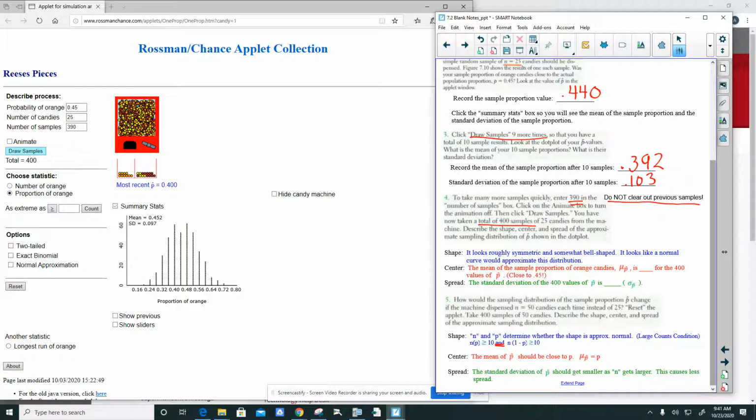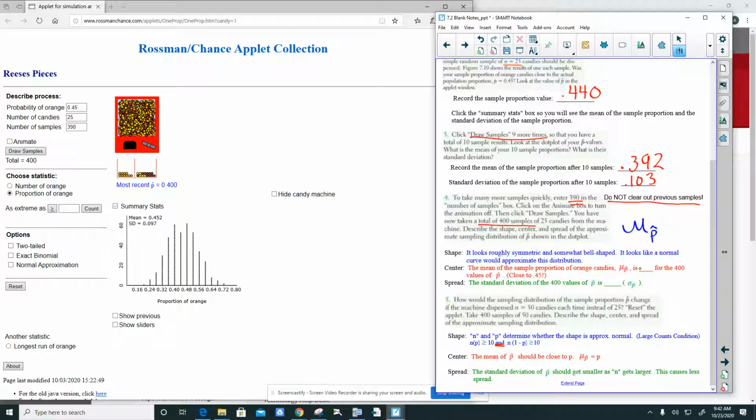Now I have this filled in for us, but you can notice that the shape of this certainly looks roughly symmetrical and somewhat bell-shaped in nature. So it looks like a normal curve would approximate this distribution. Okay, when it comes to the mean, that's the average of all 400 of these sample proportions of orange candies. There is a symbol we use for the mean of all the p-hats in a sampling distribution, and it's the mu symbol with a little sub p-hat. That means the average, not of the population, but of the sampling distribution. Okay, and so I'm going to fill that in.